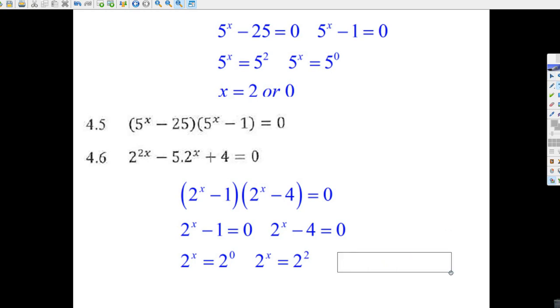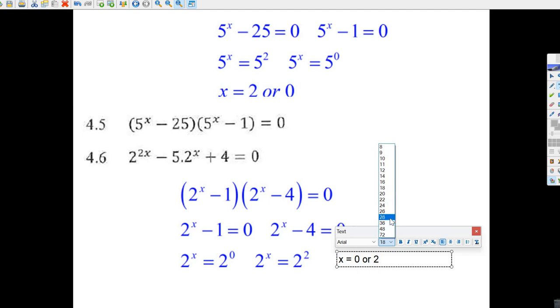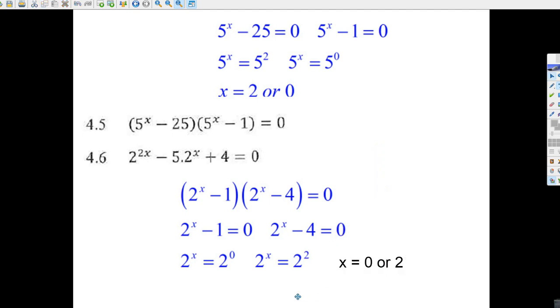It looks like I never typed out the answer here. I'll type it out right now. It looks like x is going to equal 0 or 2. That's what looks like the answer to me. In fact, that is what the answer is. x equals 0 or 2. There's my two solutions that are going to make this 0. And we're going to make the original exponential equation 0.